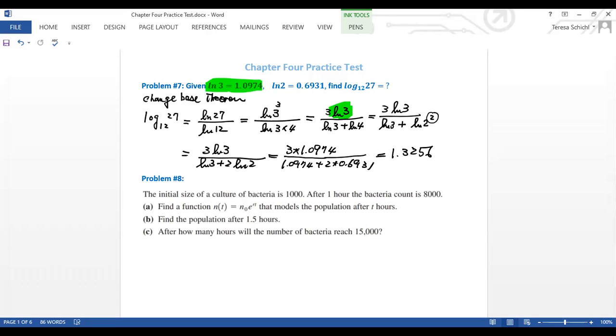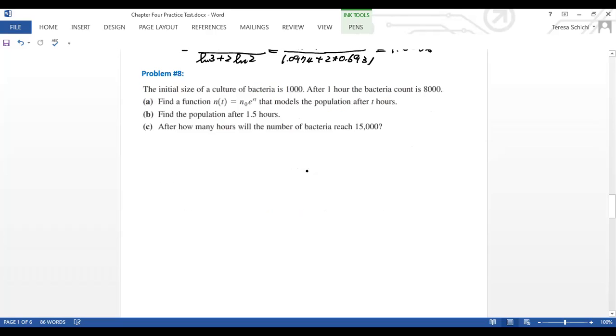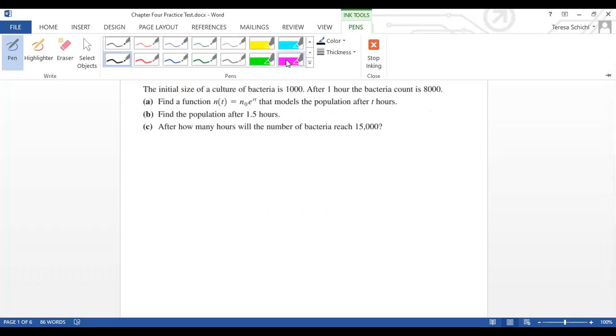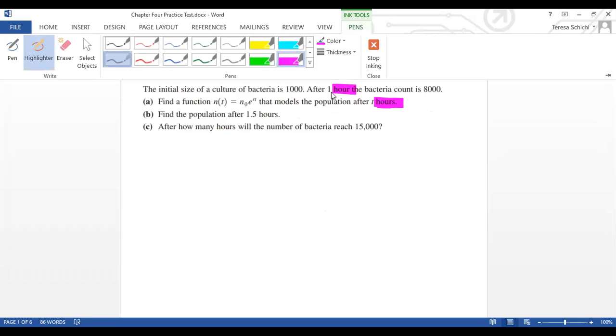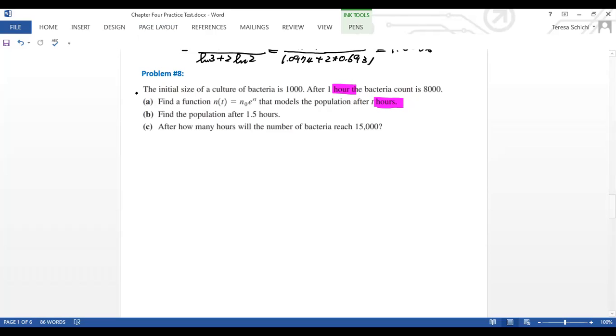Then the remaining 3 problems are very interesting; they are word problems. They say the initial size of a culture of bacteria is 1,000. After 1 hour, the bacteria grows to 8,000. They want to find the function N equals N0 e to the rt that models the population after t hours. When you do these types of problems, one very important thing is that the units have to match, the rate of change units and the time you want to find.